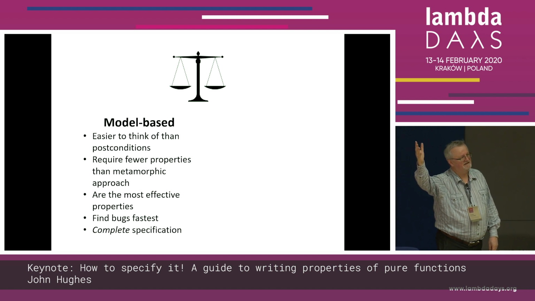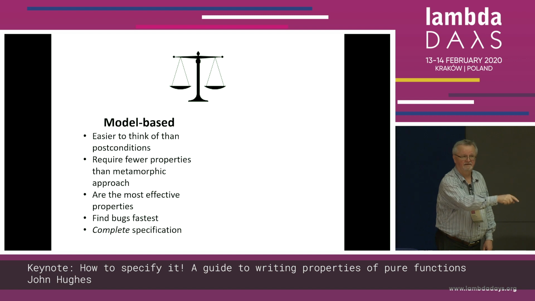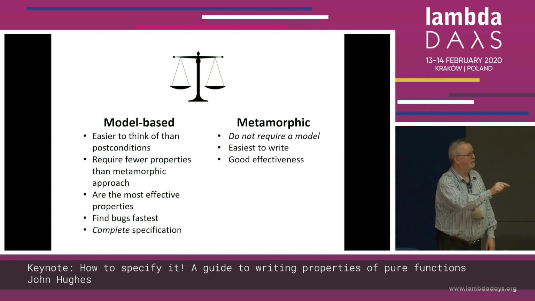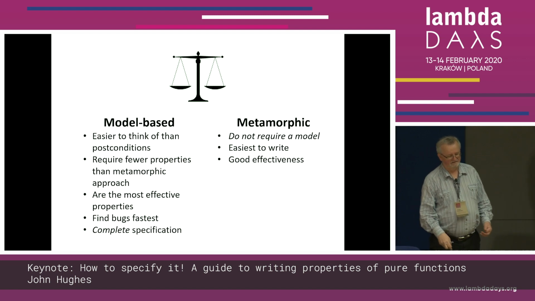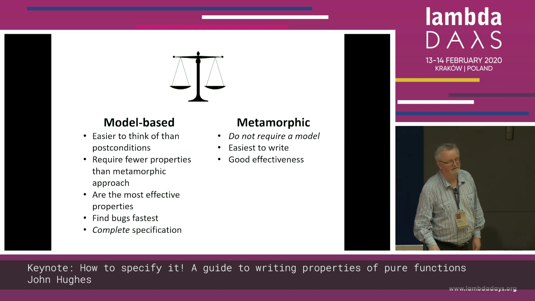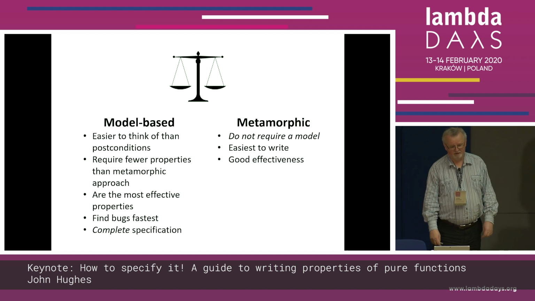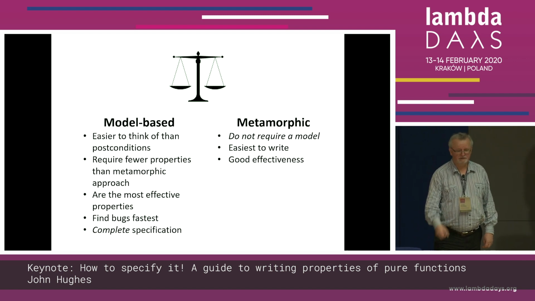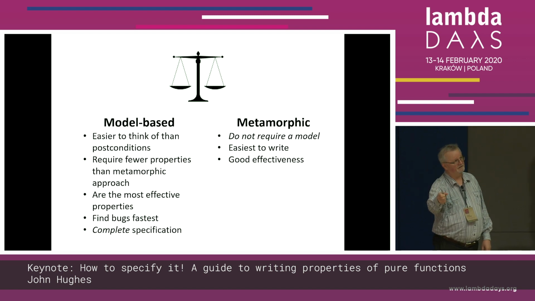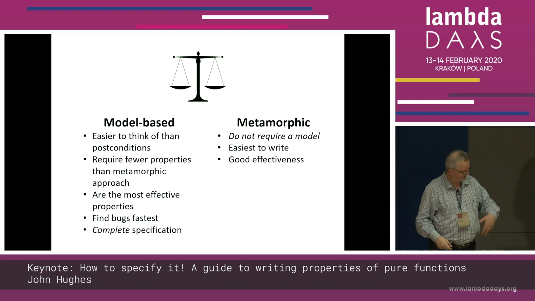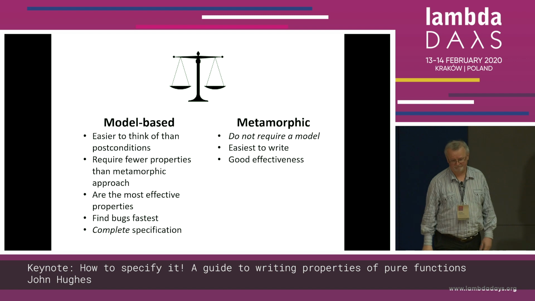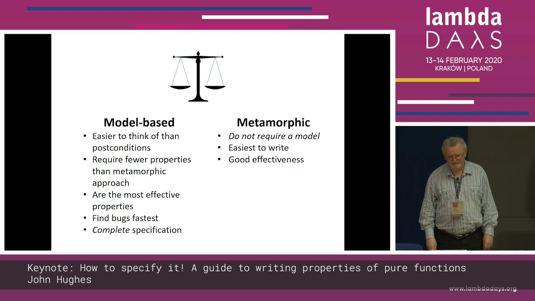Because model-based properties can have a big drawback. The model can look too like the implementation. And when this happens, then you're putting your foot in the trap again. And in that case, metamorphic properties are the best alternative. The great thing about them is that they do not require a model. They're the easiest properties to write. You just think, if I change the input to this function, how will the output change? And they are the second most effective kind of property in this experiment.